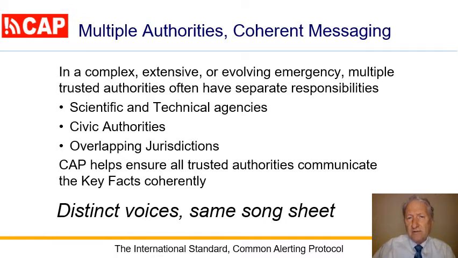Multiple alerting authorities get involved in a complex, extensive, or evolving emergency. Scientific and technical agencies are expert at characterizing a hazard threat, but not empowered to instruct people on actions such as evacuation. Their CAP alert might say, monitor local media for instructions from civic authorities. Now, civic authorities can instruct people on actions such as evacuation. Their CAP alert can quote the scientific and technical agency and then include instruction on actual evacuation route.